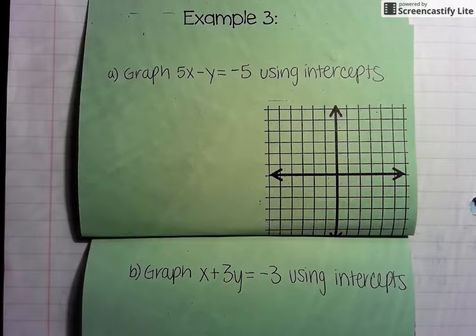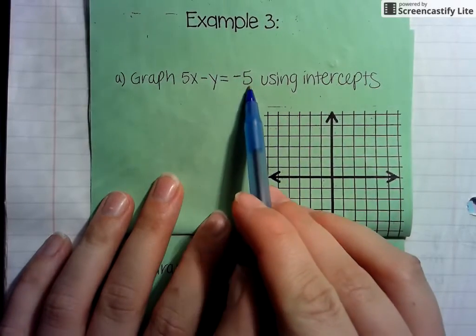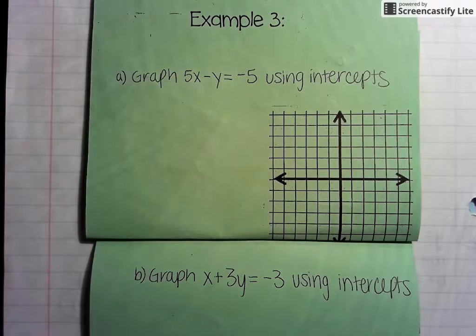This is how to graph an equation that is in standard form using the intercepts. For this, we want to look at 5x minus y equals -5. So we want to find what the x-intercept is and what the y-intercept is.